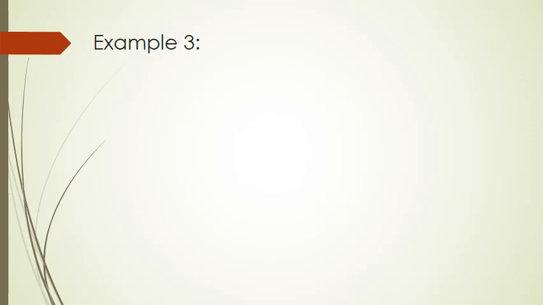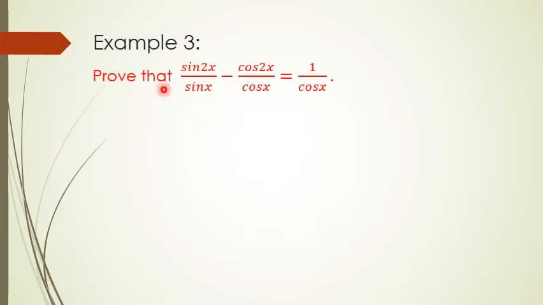Example number 3. Prove that sine 2x over sine x minus cos 2x over cos x is equal to 1 over cos x. Clearly the right hand side is simple. We choose to start from the left hand side, which is more complex.